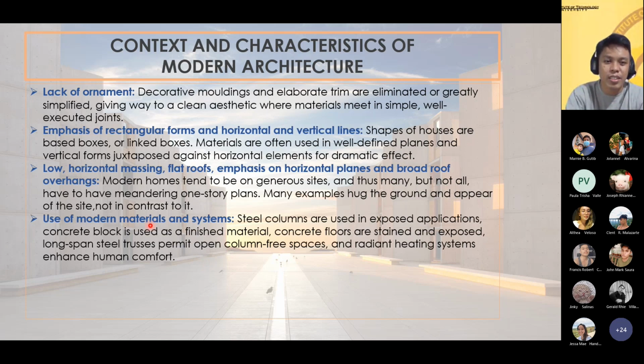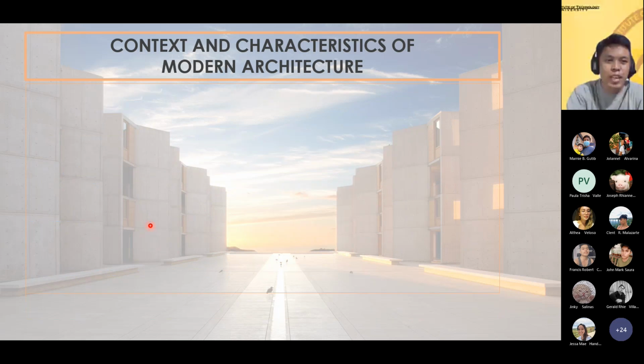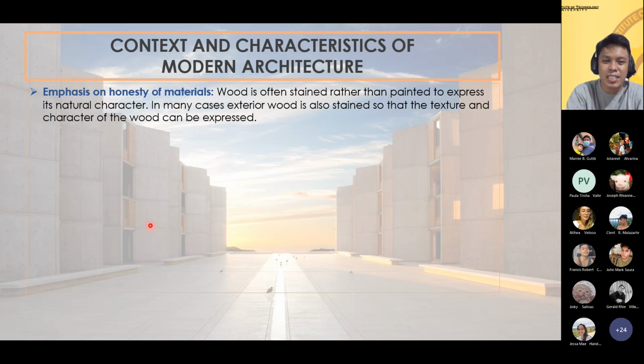And we have the use of modern materials and systems. So modern materials, the columns, and so on and so forth. I mean the steel columns. And we have the use of traditional materials in new ways. So wood is used, but the wood is treated in a way that it can be used, for example, on the exterior or the interior. We have this emphasis on honesty of materials, so brutalism. So if your material is concrete, raw concrete, then that is your facade, and that's it. No paint, no additional plastering. So honesty of materials. This is like Louis Kahn.